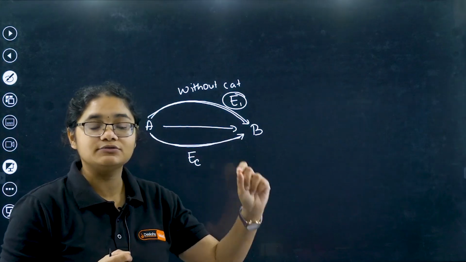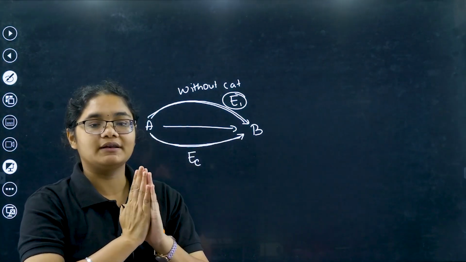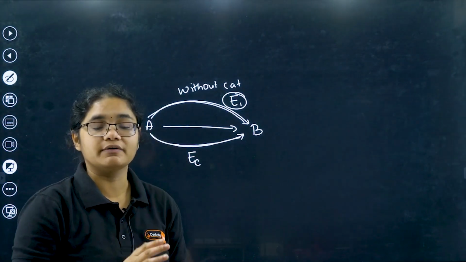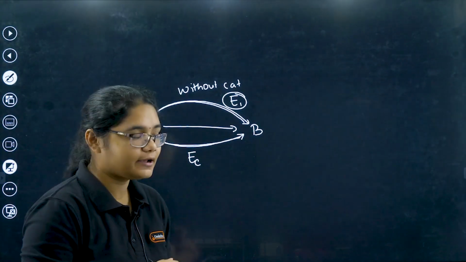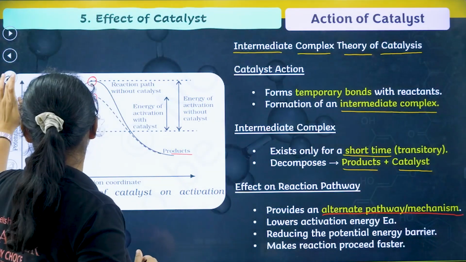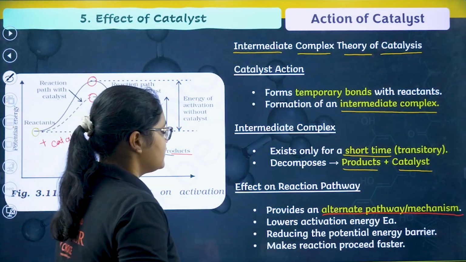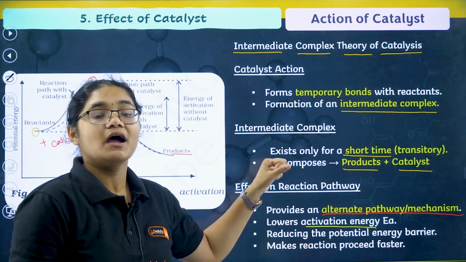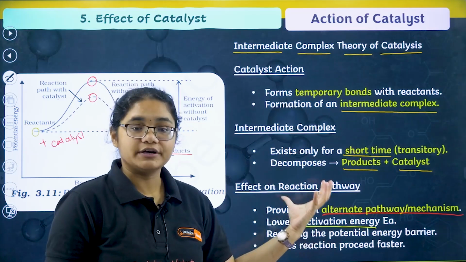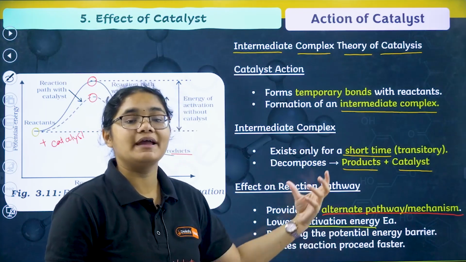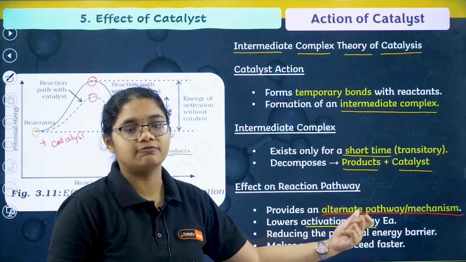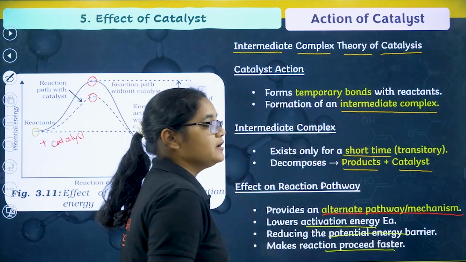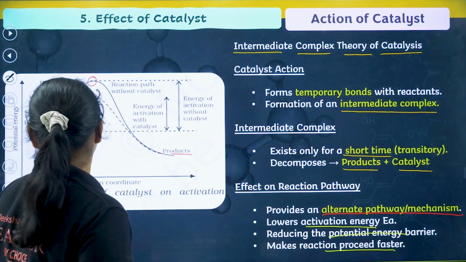So when you add a catalyst to the reactant, first it forms a bond with the reactant and an intermediate is formed, and after that it also provides a different pathway or mechanism for the reaction. Clear? This alternative pathway has a lower activation energy. The goal is to reduce the activation energy, and that is achieved by having an alternative pathway for the reaction. It reduces the potential energy barrier and makes the reaction proceed faster. That is how activation energy works.